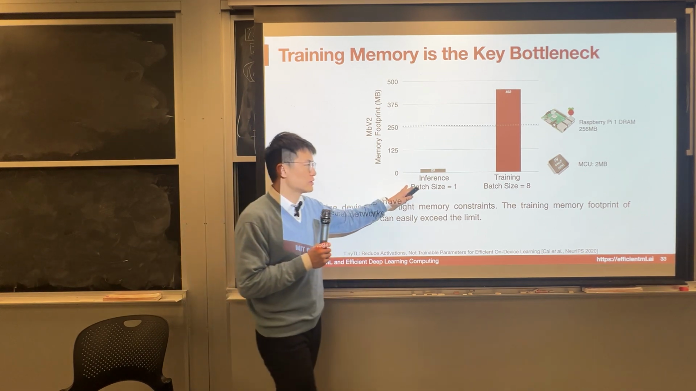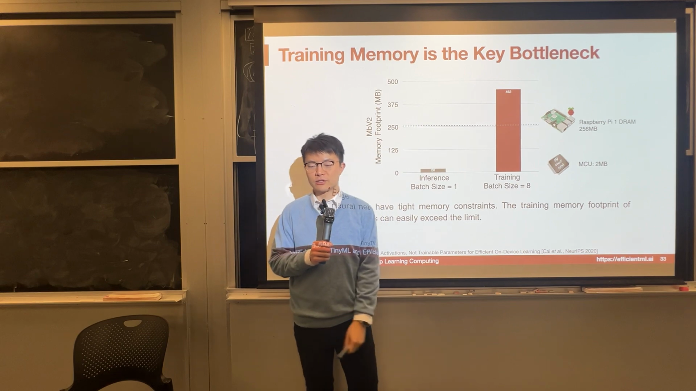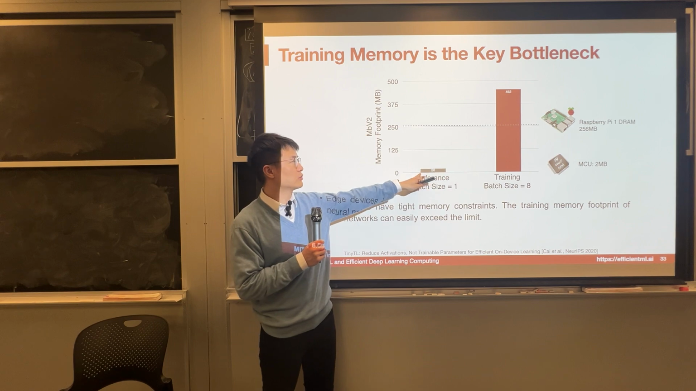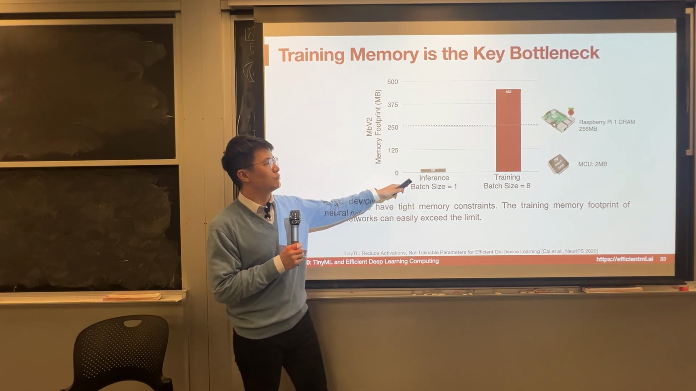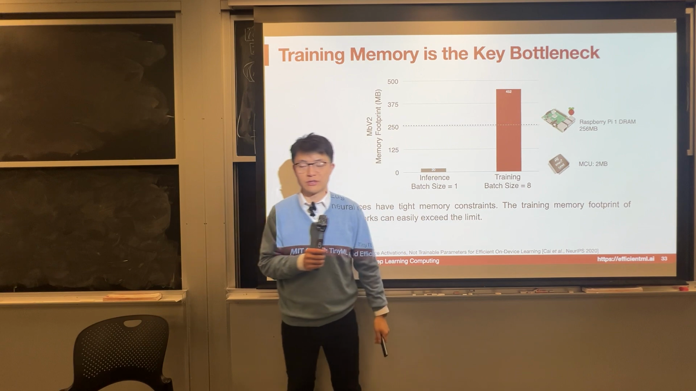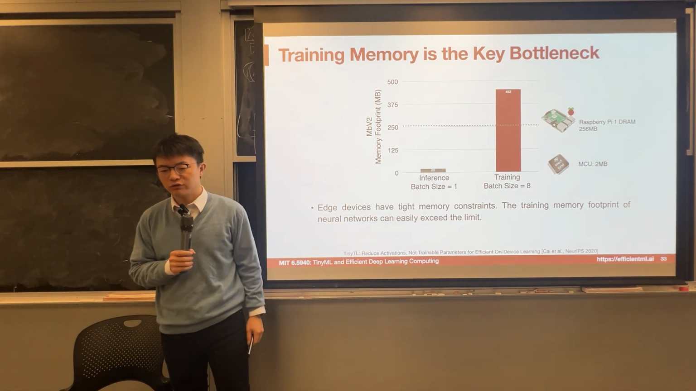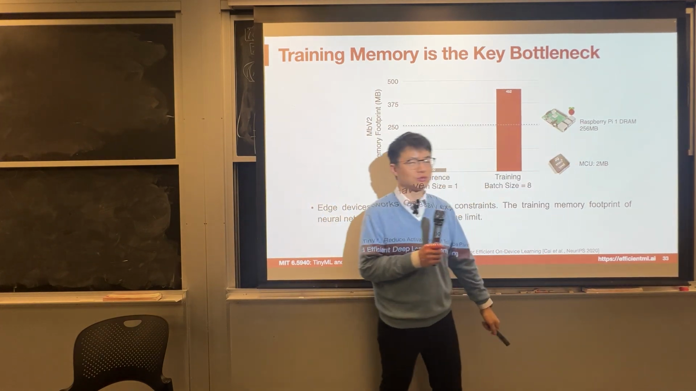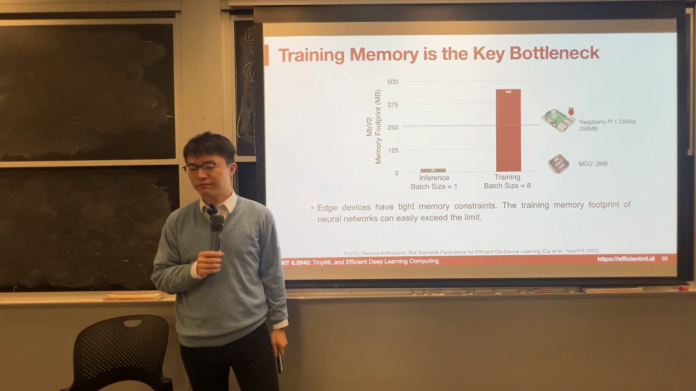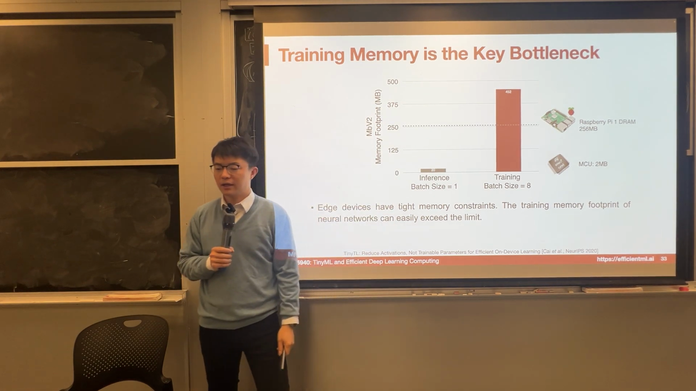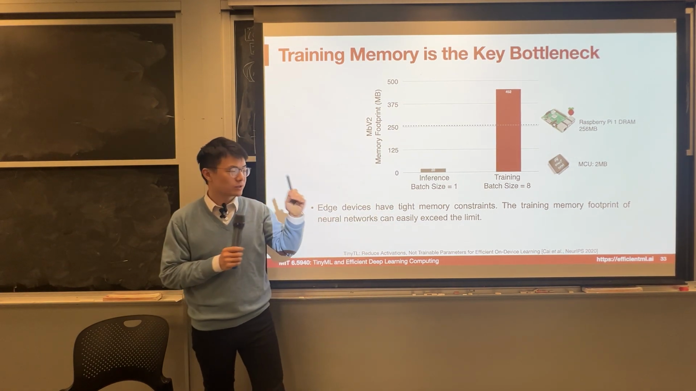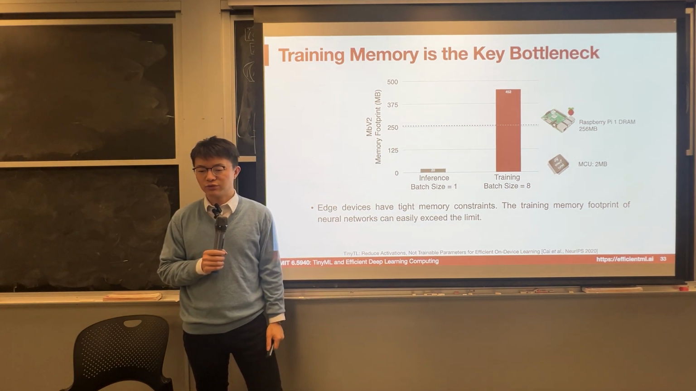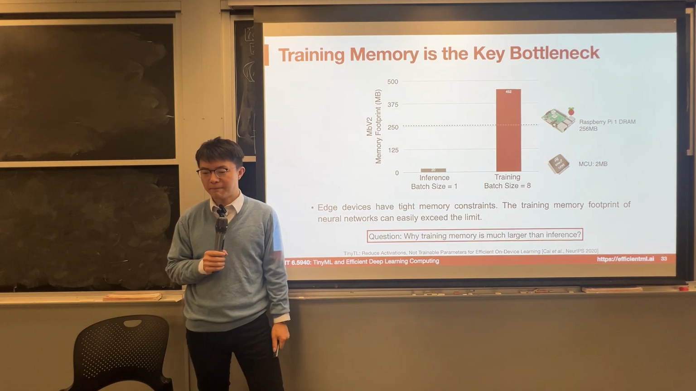So this is for inference. This is for training with batch size of 8. We compare the memory consumption. Actually, it's a lot larger. So about 20 megabytes needed for inference, about 452 megabytes needed for training. And this is the memory constraint for a Raspberry Pi 1. The DRAM has 256 megabytes. The microcontroller has even smaller memory. So edge devices have tight memory constraints, and the training memory footprint of neural nets can easily exceed such limits.